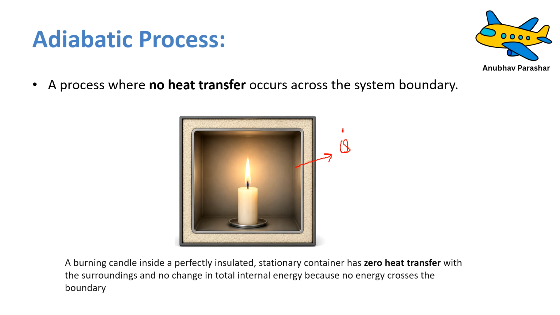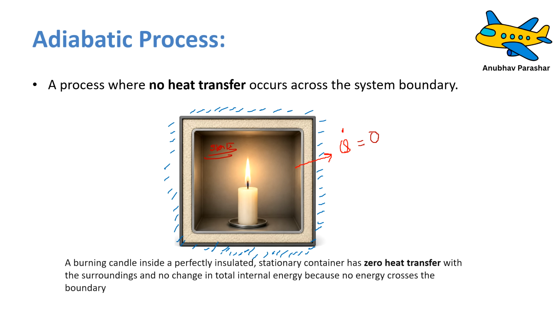Now see this. This is an insulated container. The candle is burning inside. Assuming that there is enough oxygen, you can see a lot of heat is being created. The chemical energy of the candle is being converted into heat energy. So the temperature of the system will definitely increase. But is there any heat transfer? No, the heat transfer is zero. Why? Because the system is insulated. So a process is taking place.